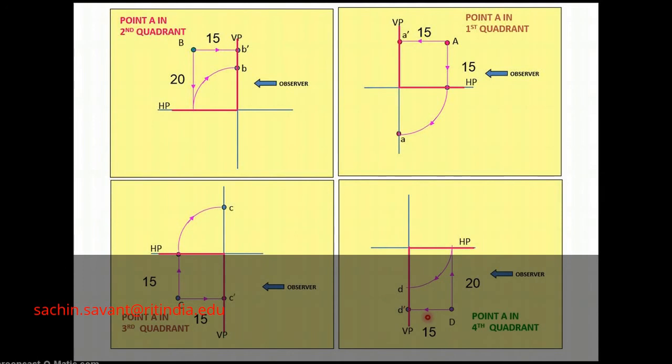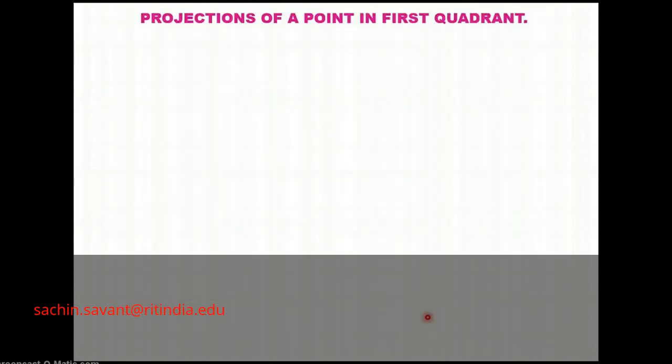So these are the projections of points A, B, C and D, which lie in the first quadrant, second quadrant, third quadrant, fourth quadrant. That's all.